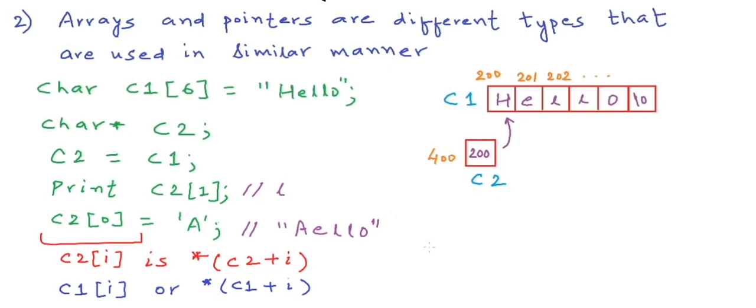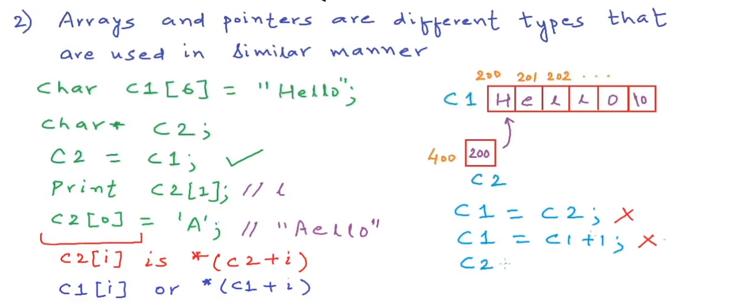Let us now look at the differences. We cannot modify an array with a statement like this: C2 = C1 is valid, but C1 = C2 is not valid. It does not make sense. This will give you a compilation error. We cannot even say C1 = C1 + 1. We cannot increment or decrement this variable C1. We can do it for C2, which is a pointer variable.